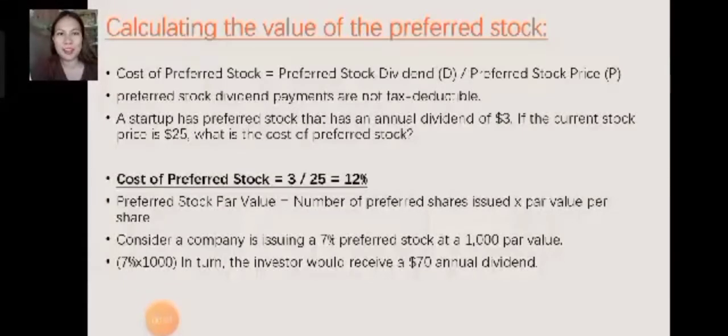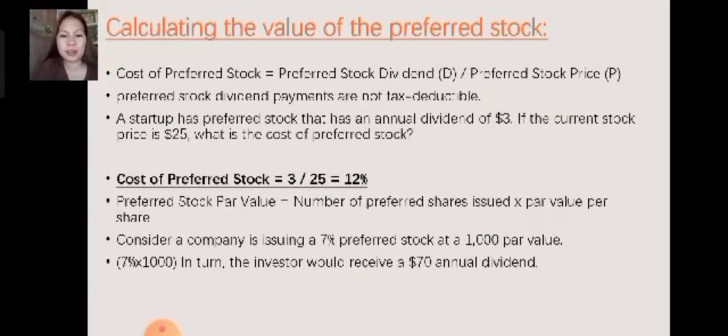I am Zaria May Gonzalez, and my topic will be on how to calculate the value of preferred stock. Calculating the price for a startup's preferred stock is often difficult as the business is new, without a track record of sales or other financial indicators of success. Here's an easy formula for calculating the value of preferred stock: cost of preferred stock is equal to preferred stock dividend divided by preferred stock price.